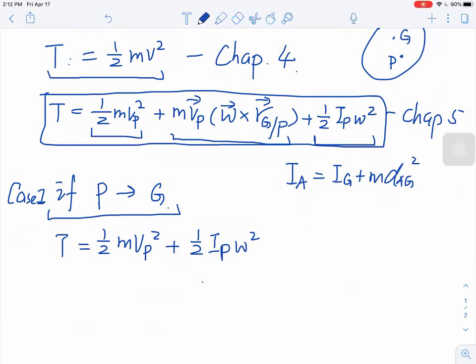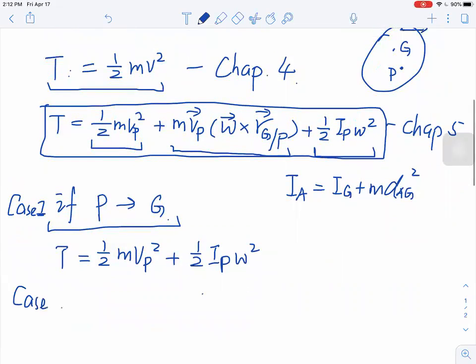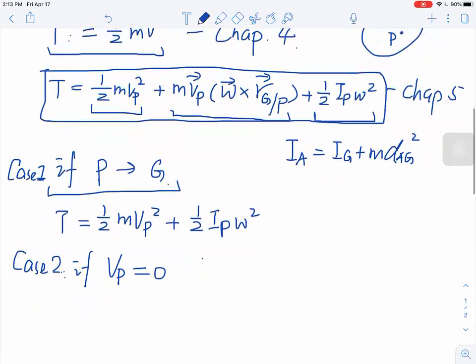Right. There's another case here. If the point P you choose happens to have zero velocity at point P, how would we simplify our equation? Oh, what else? How about Luke?